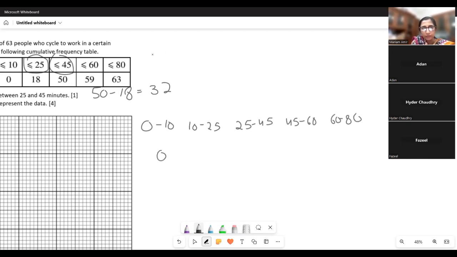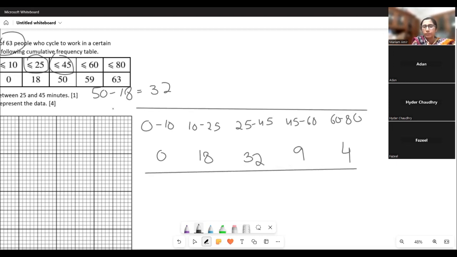Less than 10, nobody took. Less than 25 will be 18. Less than 45 is 50, but from that we have to subtract 18, which is 32. Then less than 60 is 50, sorry, I made a mistake. 0 to 10 is 0, 10 to 25 is 18, 25 to 45 becomes 32. Then 45 to 60 becomes 9, by 59 minus 50, and then 60 to 80 becomes 4. Like 63 is coming here and 63 people here, so that's correct. Okay. Now we have the frequency table.